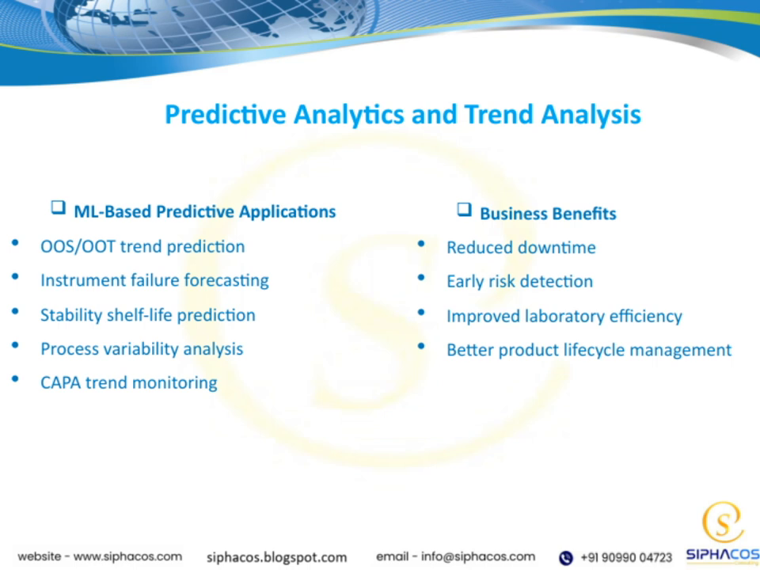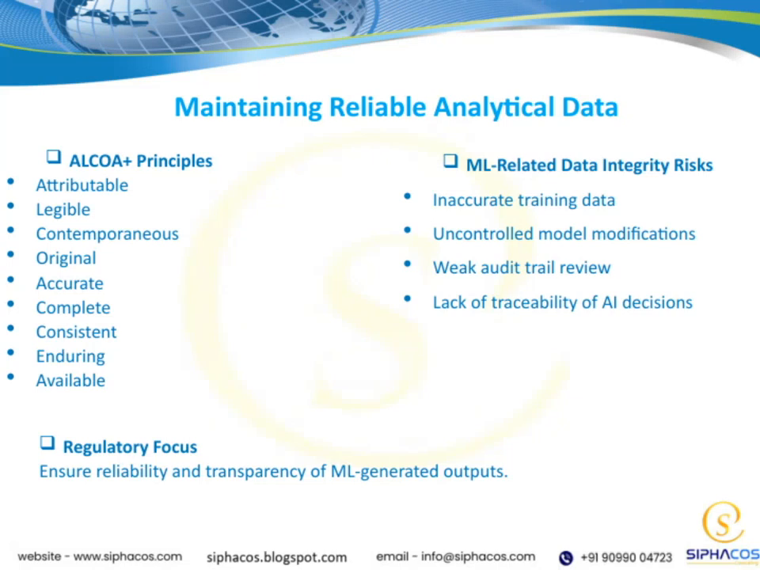Finally, monitoring CAPA, or corrective and preventive actions, trends enables us to track and improve our quality management over time. Altogether, these benefits tie back to our goal of making our operations smarter, more efficient, and more reliable through these innovative analytics approaches. Maintaining reliable analytical data is a critical focus when it comes to regulatory compliance. We need to ensure that the outputs generated by machine learning models are both reliable and transparent. This means that the data and the decisions made by AI systems should be trustworthy and easy to understand.